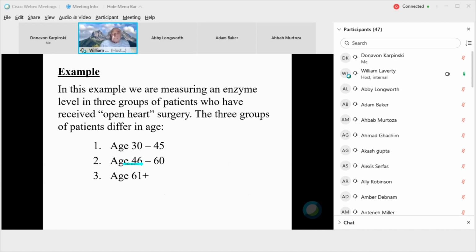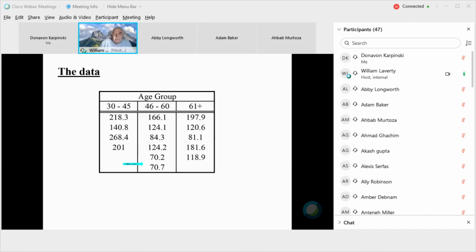An example. In this example, we're measuring the enzyme level in 3 groups of patients who just received open heart surgery. The 3 groups differ in age. The first group are individuals aged 30 to 45. Second, age 46 to 60. Third, age 61 plus. What we're interested in is whether there is a difference between the enzyme levels between the 3 age groups. There's the data.